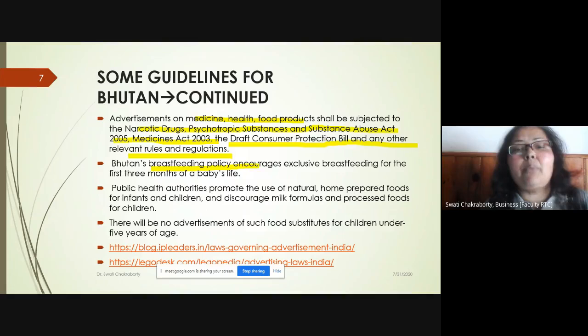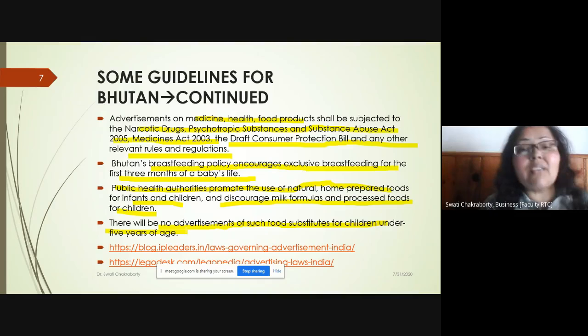The breastfeeding policy of Bhutan encourages exclusive breastfeeding for the first 3 months of a baby's life. Public health authorities should promote the use of natural homemade food products for infants and children, and discourage milk formulas and processed food for children. There should not be any advertisements on food substitutes for children under 5 years of age, right? So one has to be very careful when advertising. This may not be the same everywhere; it varies from country to country.